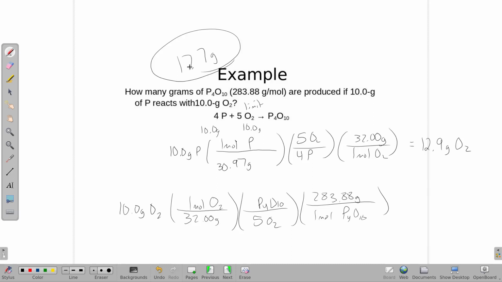So one calculation shows us which one is limiting. Then we take the limiting reagent to figure out how much of the final number we want, or the final product in this case.